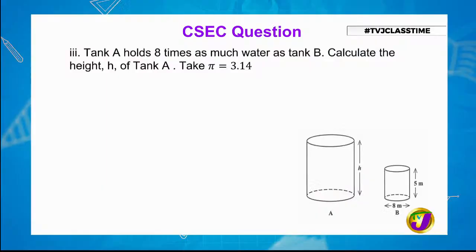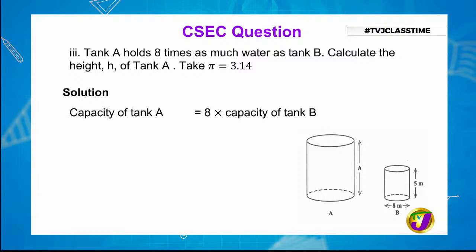Okay, so the other part of the question is saying tank A holds 8 times as much water as tank B, and we need to calculate the height of tank A. All right, so we need to talk about what we've been given. Tank A holds 8 times as much water as tank B. Now, we would have already found the capacity for tank B earlier, which was 251.2 cubic meters. So if tank A holds 8 times that amount, then the capacity for tank A must be 251.2 multiplied by 8, which gives us 2009.6 cubic meters.